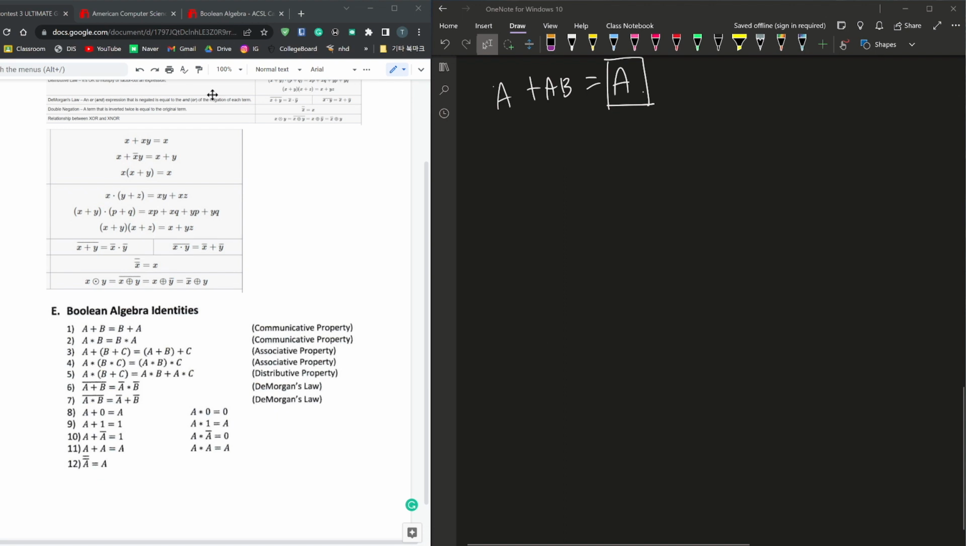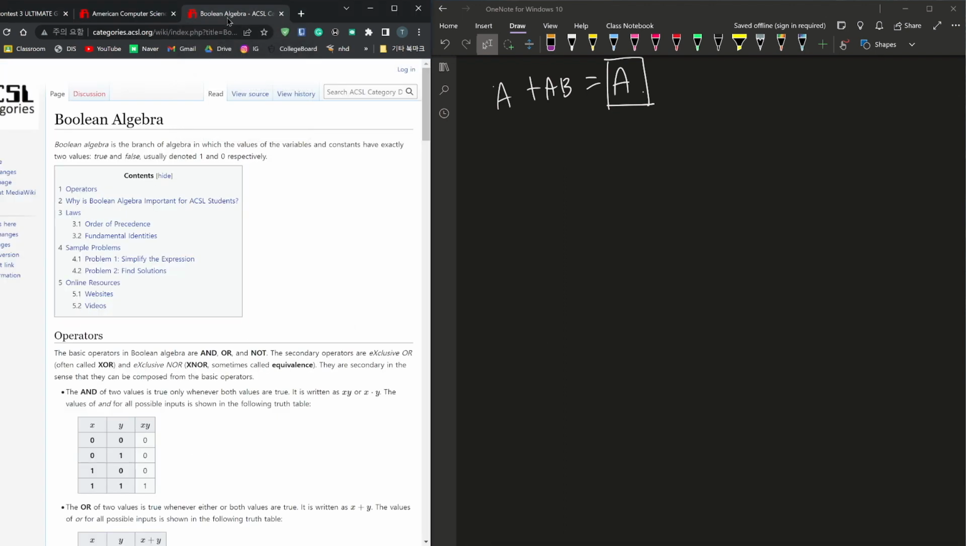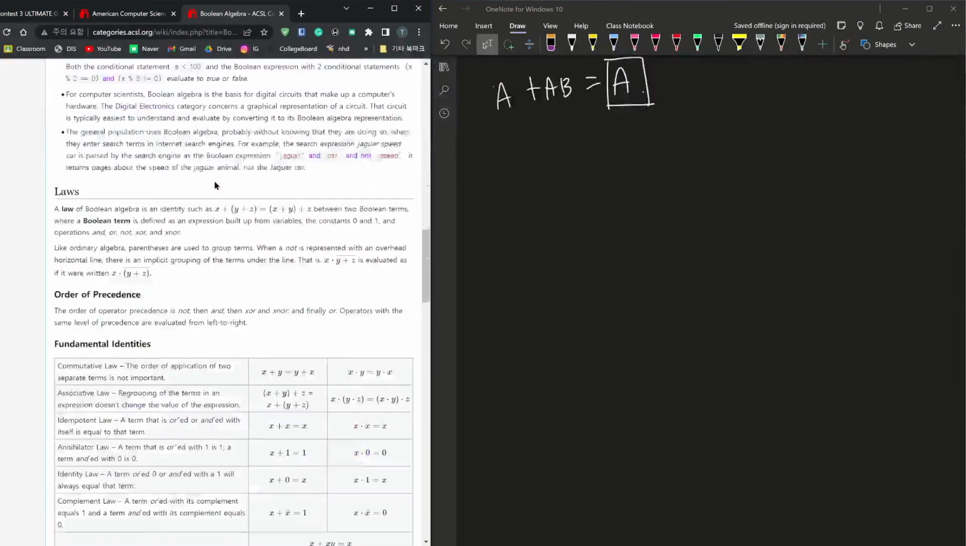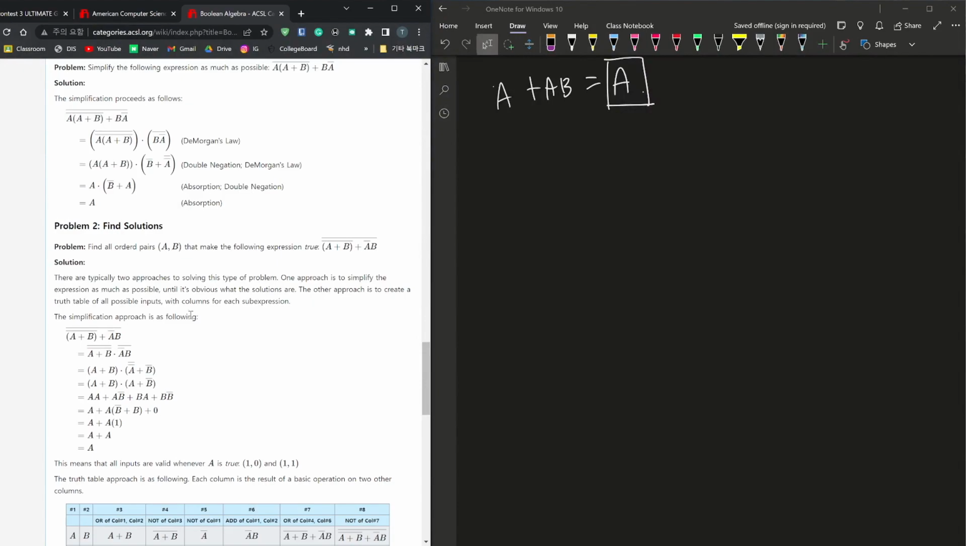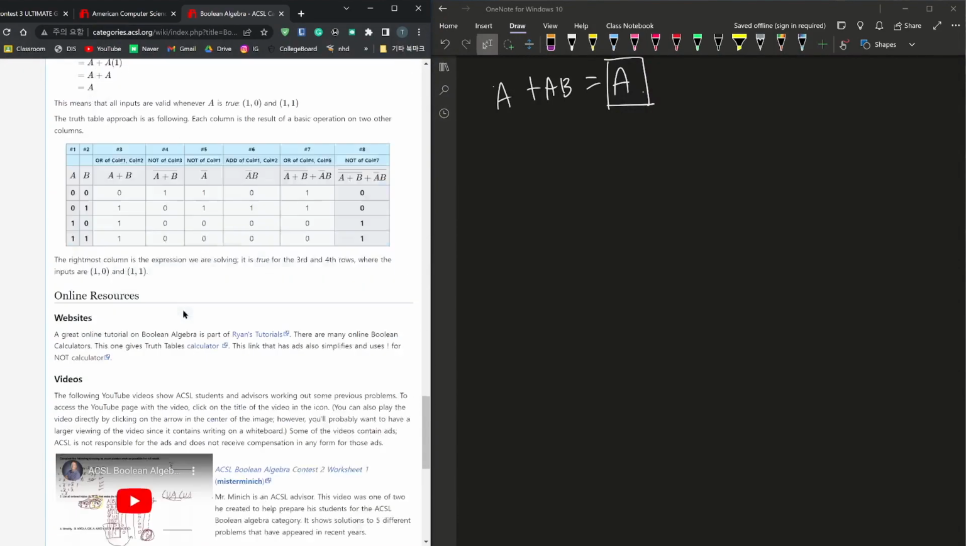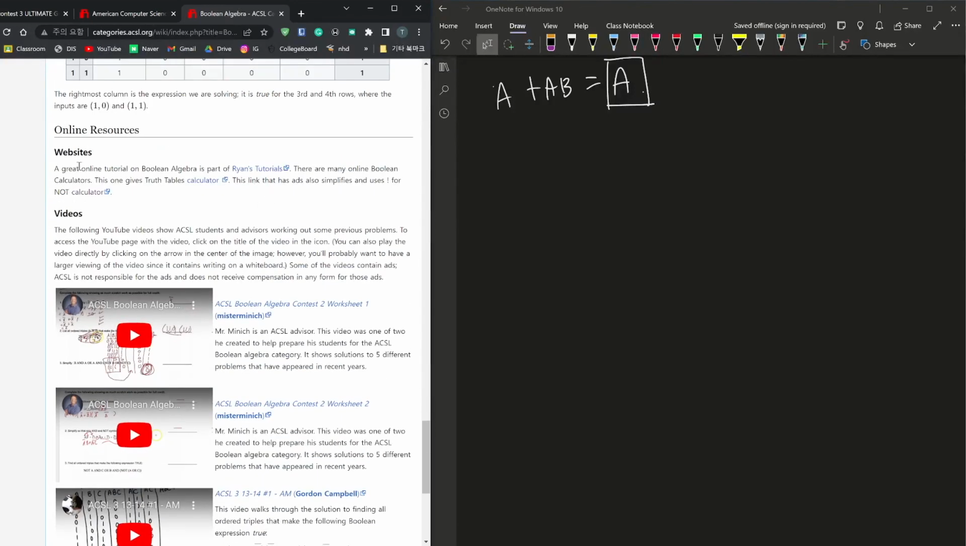Please know these identities for contest 3, and if you need more information, you can always visit the ACSL official website, and they have study materials for Boolean algebra. They have this whole Wikipedia page on Boolean algebra that comes out in the ACSL. They have like a step-by-step solution for a sample problem, videos, and even Boolean algebra calculators. Obviously you can't use this on the contest, but if you need a step-by-step solution for any problem, you can use this calculator, I think.